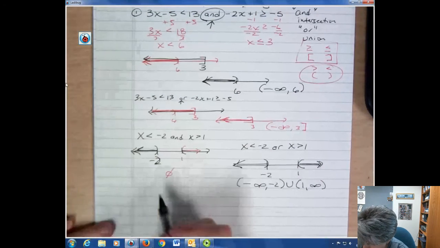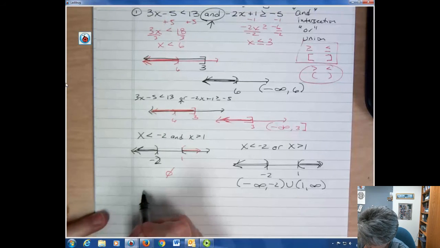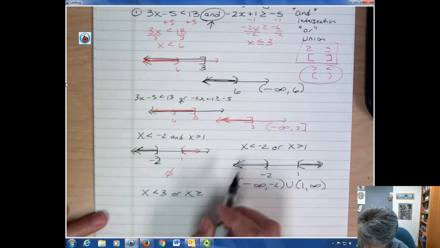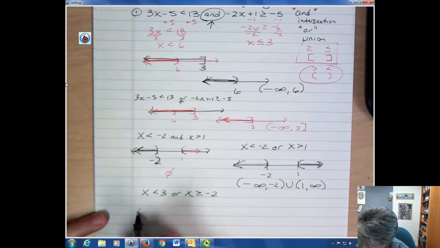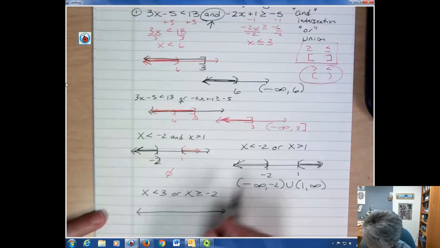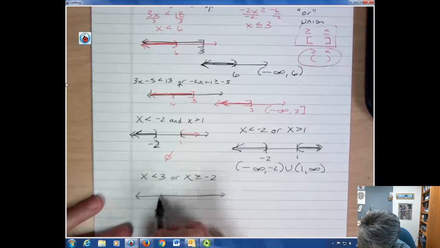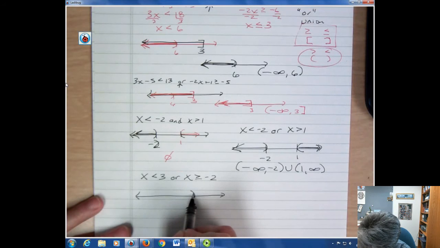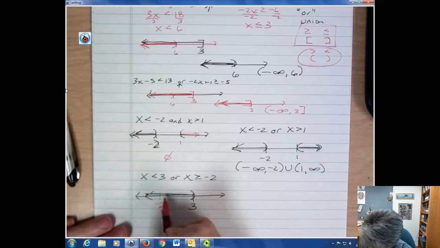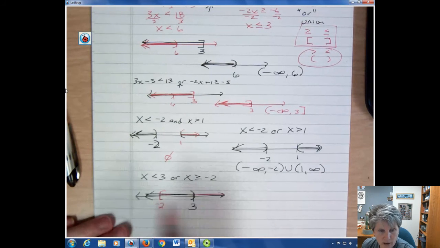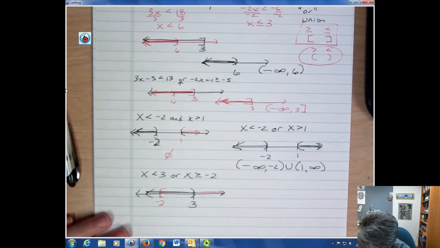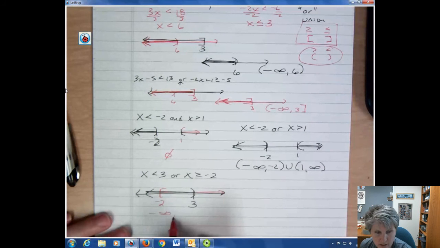Actually, there's one more thing that could happen. I could say x is less than 3 or x is greater than or equal to -2. Notice I'm saying or, so we're combining them. This one looks like at 3, I'm going less than that, and over here at -2, I'm going greater than that. What part of the graph, when I combine those together, does it actually cover? It covers all of it. So it's the entire graph, and that would be -infinity to +infinity.